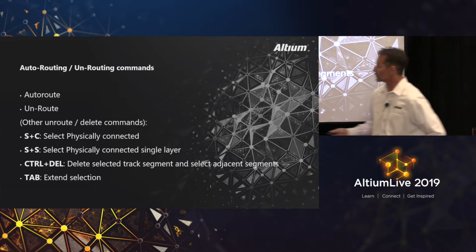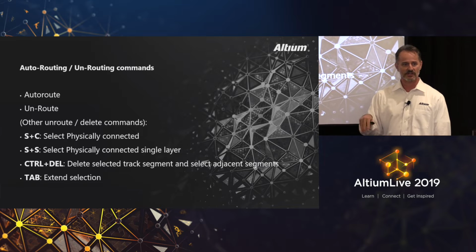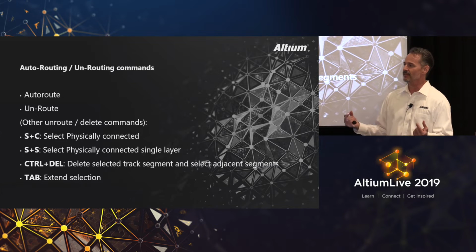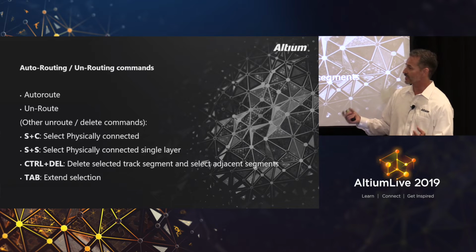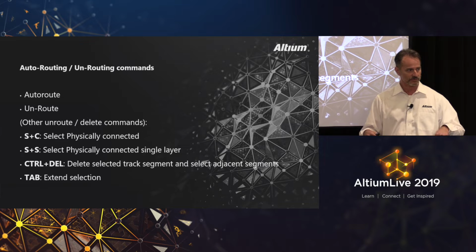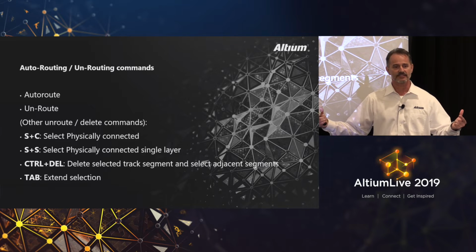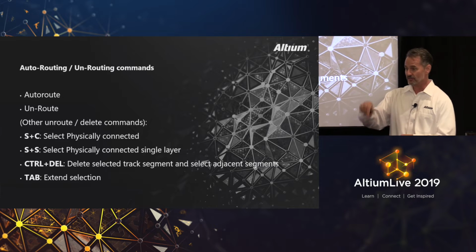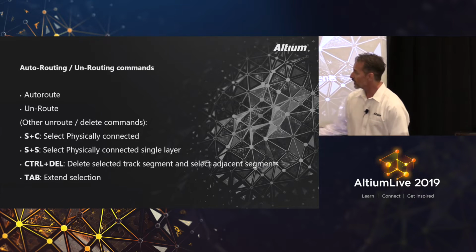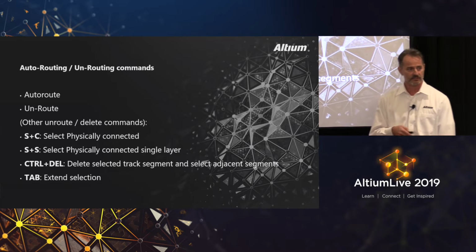And that's gone. Now one of my favorites is control delete, where you just click on a segment within your routed track and hit control delete. It'll delete that segment, and then it'll highlight the ends on each side, and it'll sort of unwind your track. Just hold down control again, hit delete, it'll delete those two segments and select the next adjacent one. So if you have to start in the middle, start control-deleting, unwind it, then you can reroute. Of course, as I mentioned earlier, the tab key is to extend your selection.